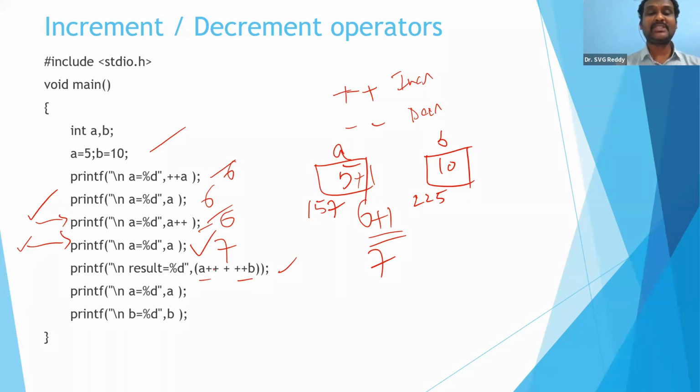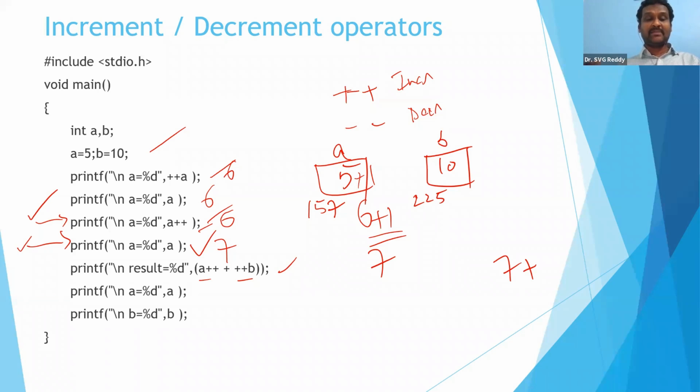Then a plus plus means what? Postpone it. So the value of a is 7. So I'll just take here the expression 7 plus b. What is b here? 10. But it is pre-increment, so make it now. So the value of a is taken as 7.